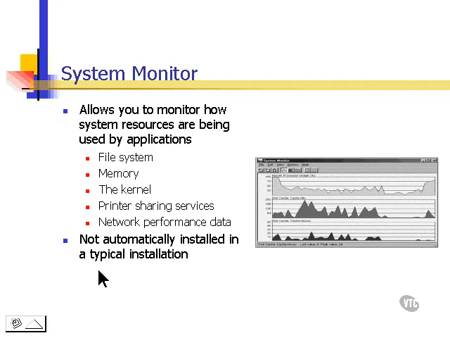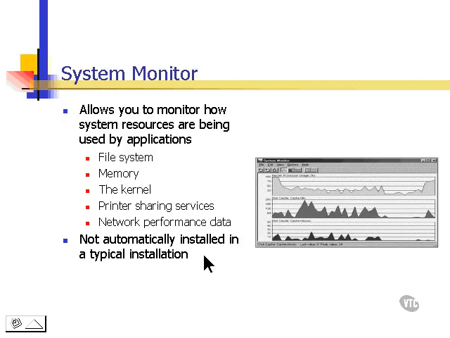System Monitor, which can be installed as part of the Windows 9X installation, and then will be located at Start, Programs, Accessories, System Tools, allows you to monitor system resources that are being used by applications. For example, the file system, the memory system, the kernel, the printer and sharing services, and network performance data. It will not automatically be installed in a typical installation. So if we want to have System Monitor, we'll need to do the custom installation.